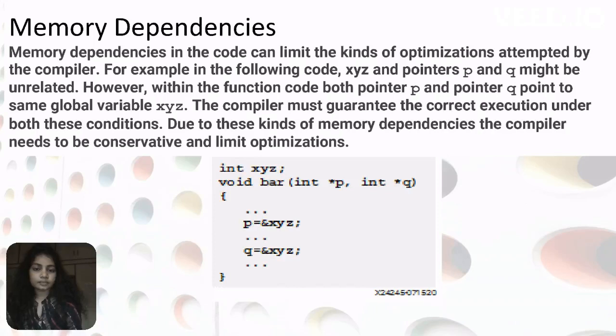Memory dependencies. Memory dependencies in the code can limit the kinds of optimizations attempted by the compiler. For example, in the following code, x, y, z and pointers p and q might be unrelated. However, within the function code, both pointer p and pointer q point to the same global variable xyz. The compiler must guarantee correct execution under both these conditions. Due to these memory dependencies, the compiler needs to be conservative and limit optimizations.